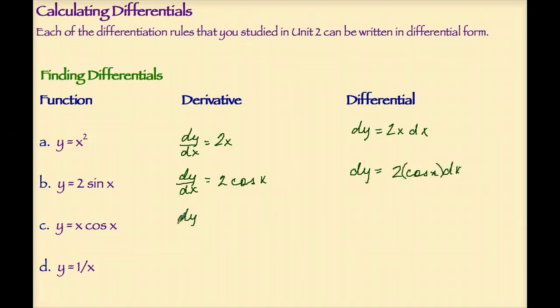Here we have dy dx is going to involve the product rule, which is equal to first times the derivative of the second, which is negative sine x, plus the second times the derivative of the first.